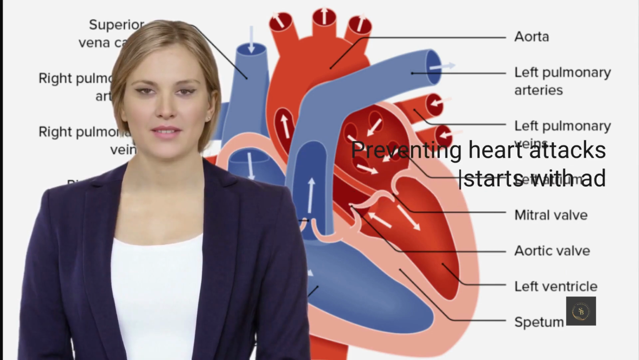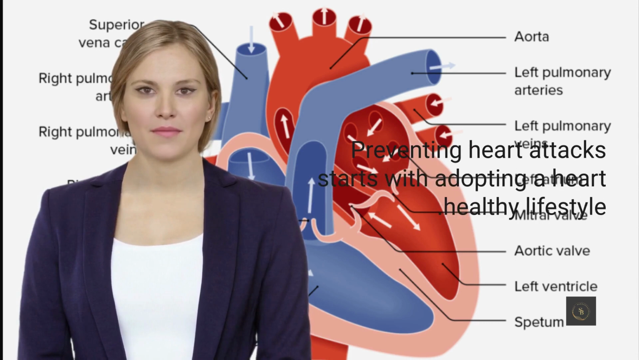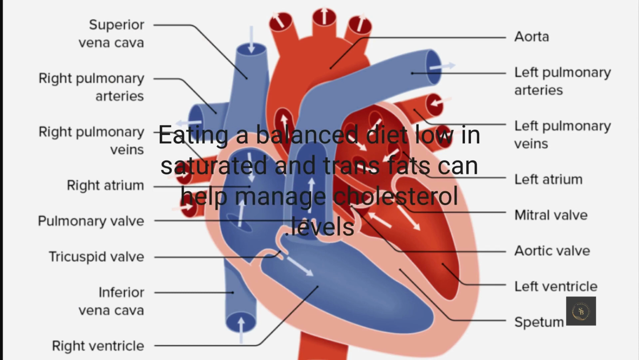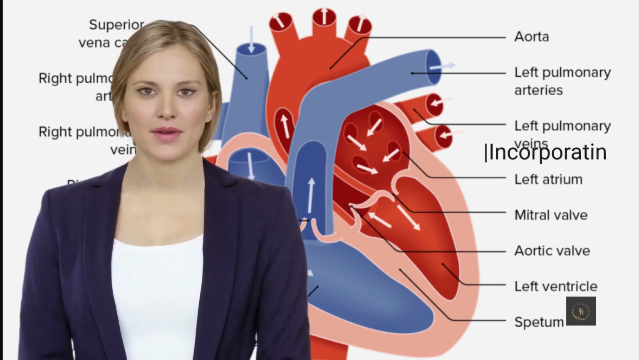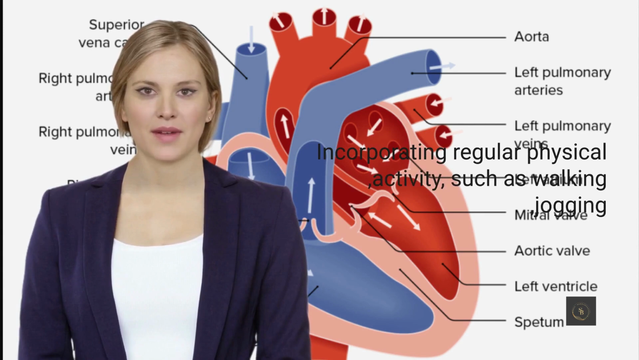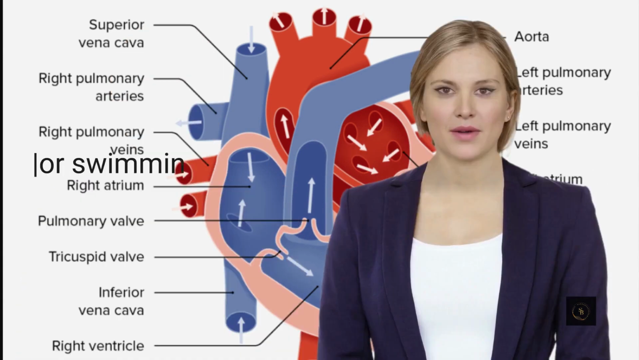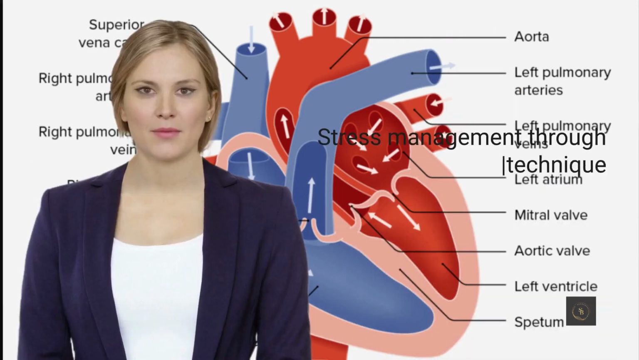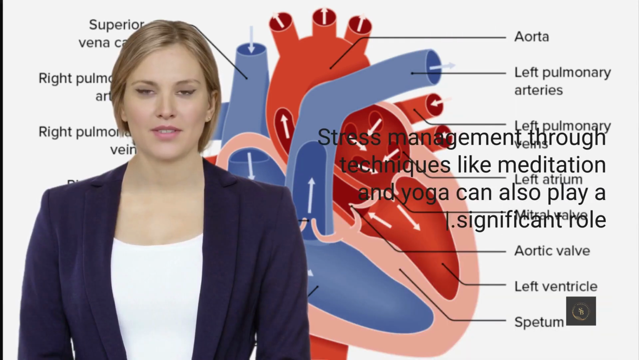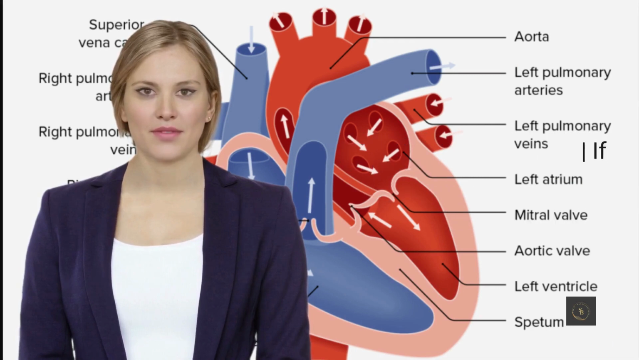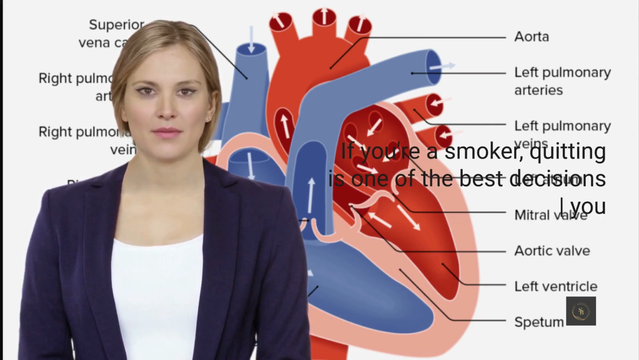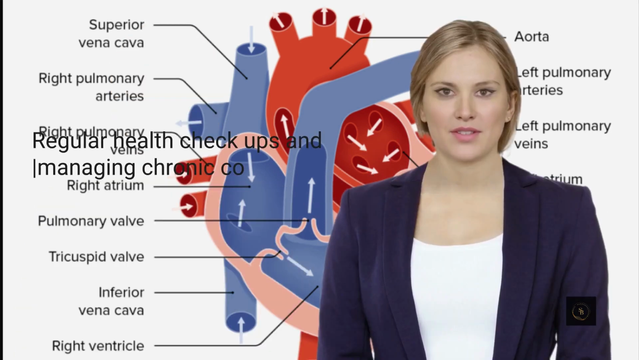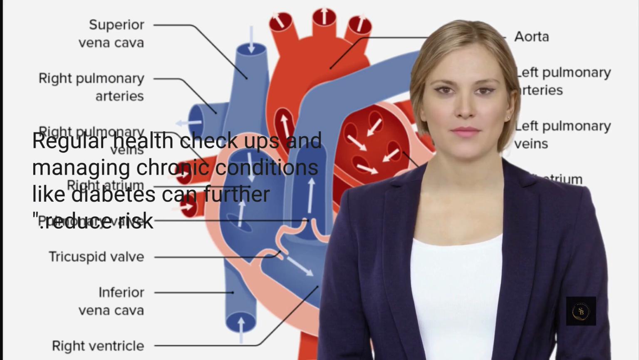Preventing heart attacks starts with adopting a heart-healthy lifestyle. Eating a balanced diet low in saturated and trans fats can help manage cholesterol levels. Incorporating regular physical activity, such as walking, jogging, or swimming, improves cardiovascular health. Stress management through techniques like meditation and yoga can also play a significant role. If you're a smoker, quitting is one of the best decisions you can make for your heart. Regular health checkups and managing chronic conditions like diabetes can further reduce risk.